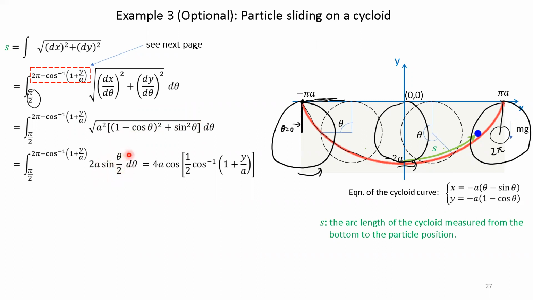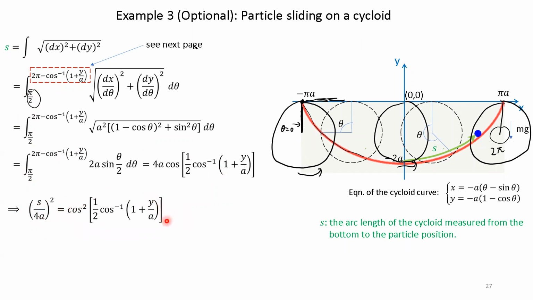Luckily, this one is not difficult to integrate. If you integrate and substitute the lower and the upper limit, this is the expression that you get. So now you successfully obtain this relation between s and y. But we still need to do more manipulation, so let me write over here. If I take the square of both sides, I will have s divided by 4a squared equals this whole thing.